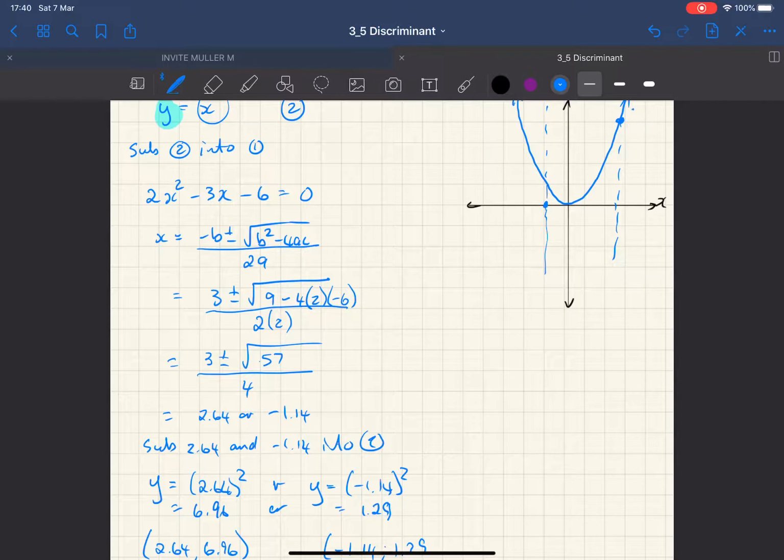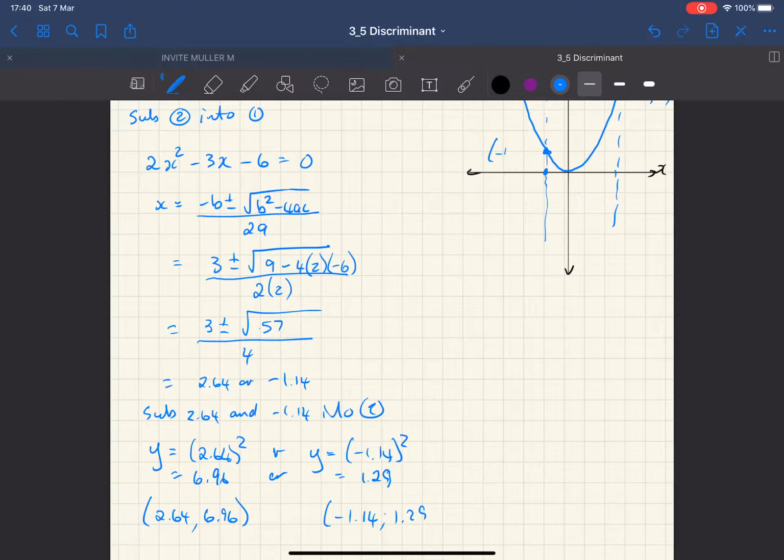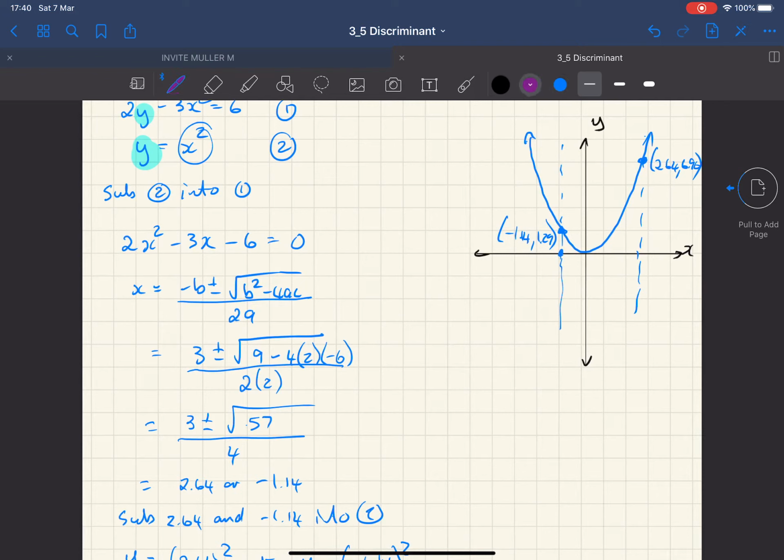This is going to be x is 2.64, and this is going to be 6.96. This point I have here is going to be negative 1.14 and 1.29. That's that point there. And my straight line will be the line that goes in between. There's my graph.